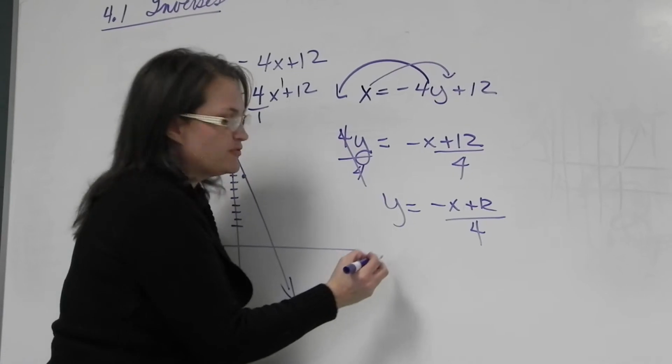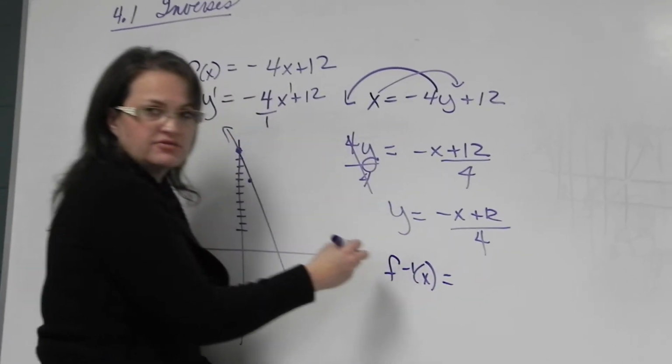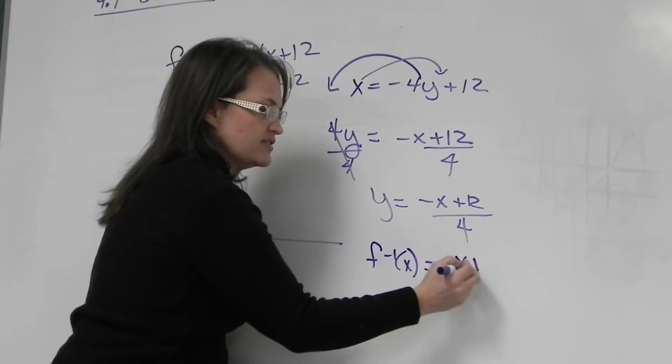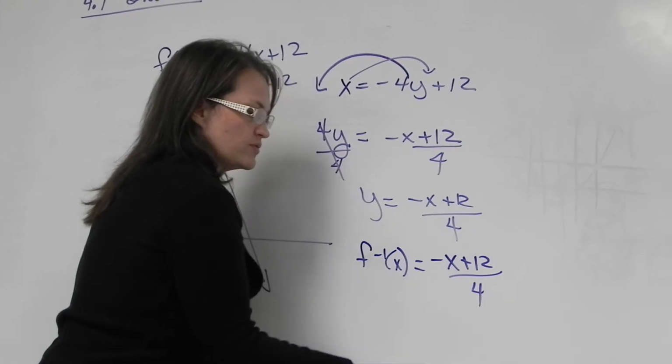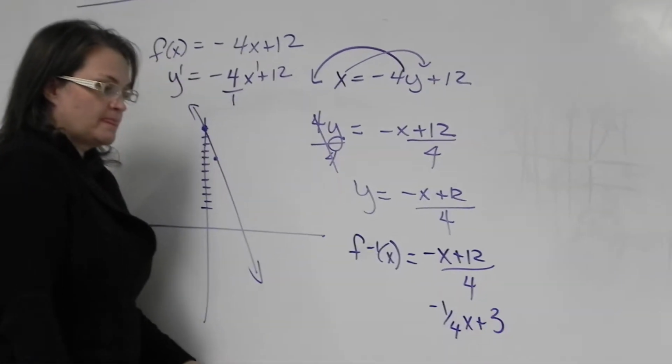Instead of saying f of x or y, we'll say f inverse. Kind of looks like a negative 1 exponent, but it's not. It's different. F inverse of x equals negative x plus 12 over 4, or negative 1/4 x plus 3.